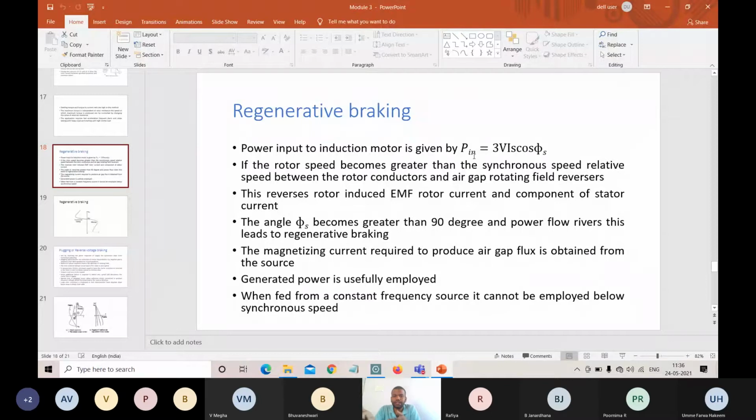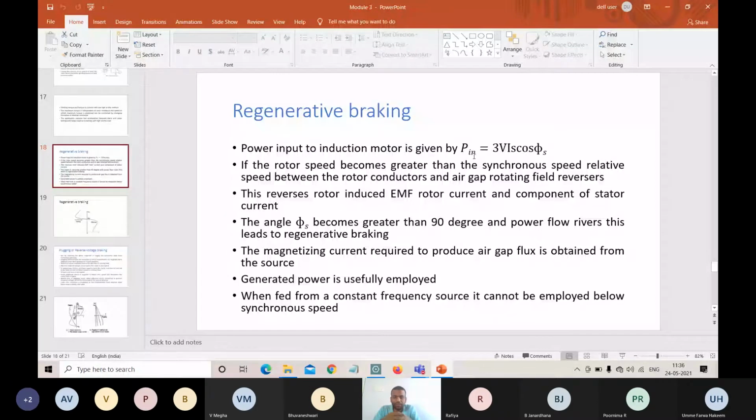So this leads to the angle phi s becoming greater than 90 degrees, and the power flow reverses. This reversal of power flow leads to regenerative braking. So what is meant by regenerative braking here?